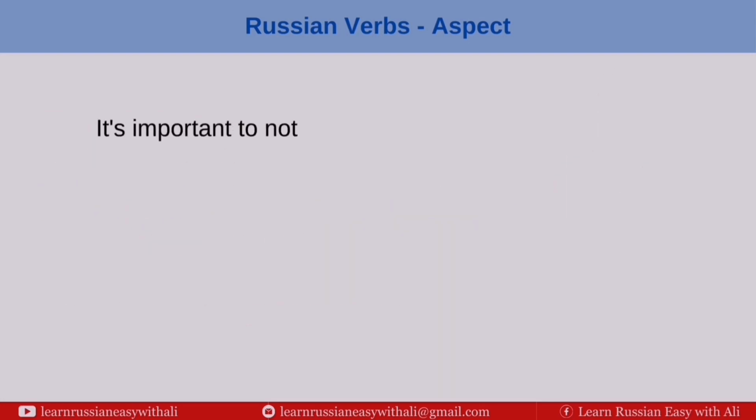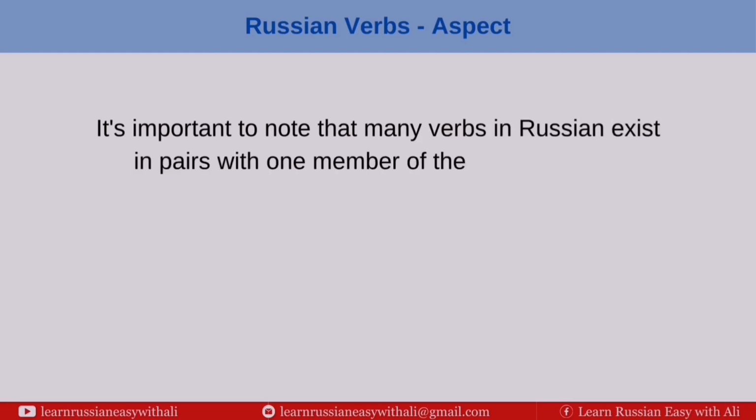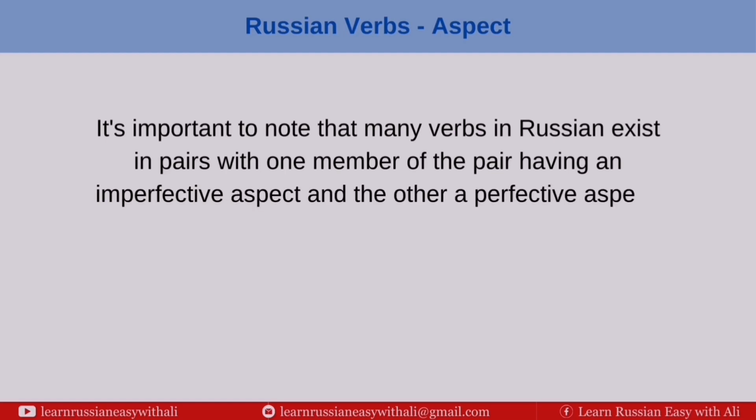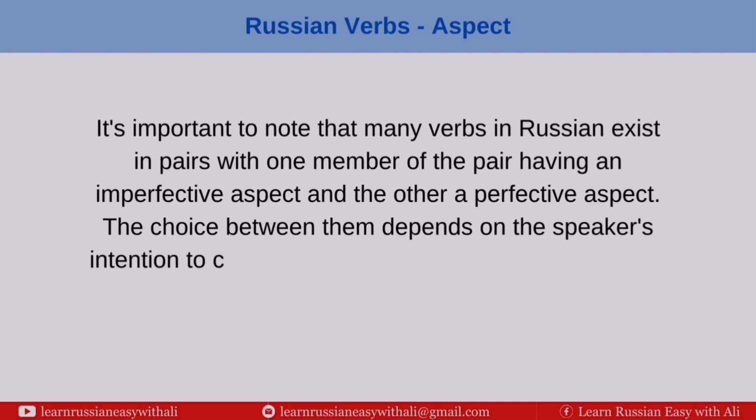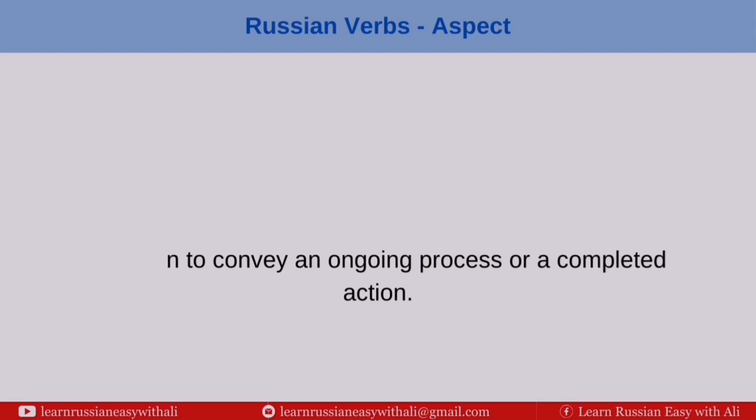It's important to note that many verbs in Russian exist in pairs, with one member of the pair having an imperfective aspect and the other a perfective aspect. The choice between them depends on the speaker's intention to convey an ongoing process or a completed action.